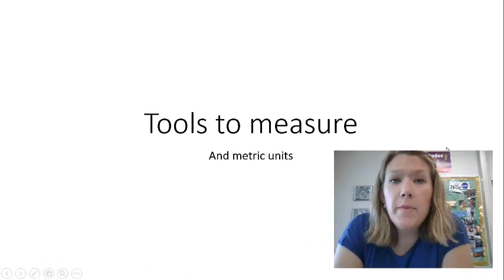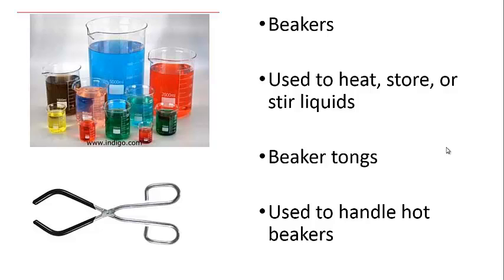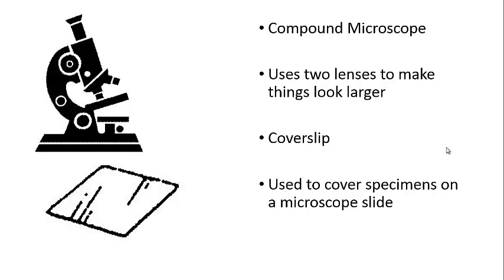Students, this video is all about tools to measure and then also how to measure them. So beakers are used to heat, store, or stir liquids. And then if you are going to heat the liquids within the beaker, you are going to use beaker tongs in order to handle those hot beakers.